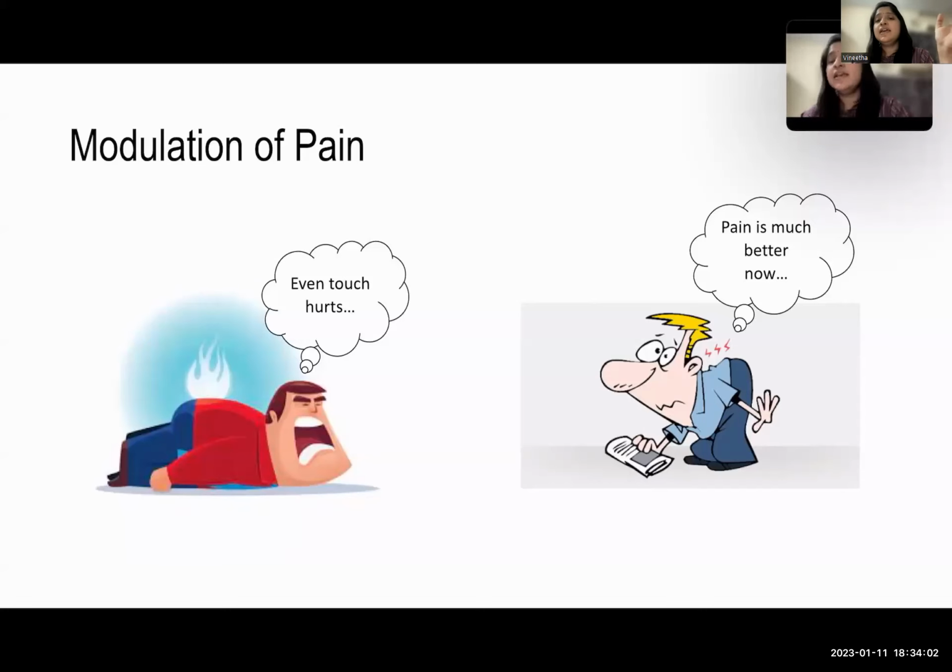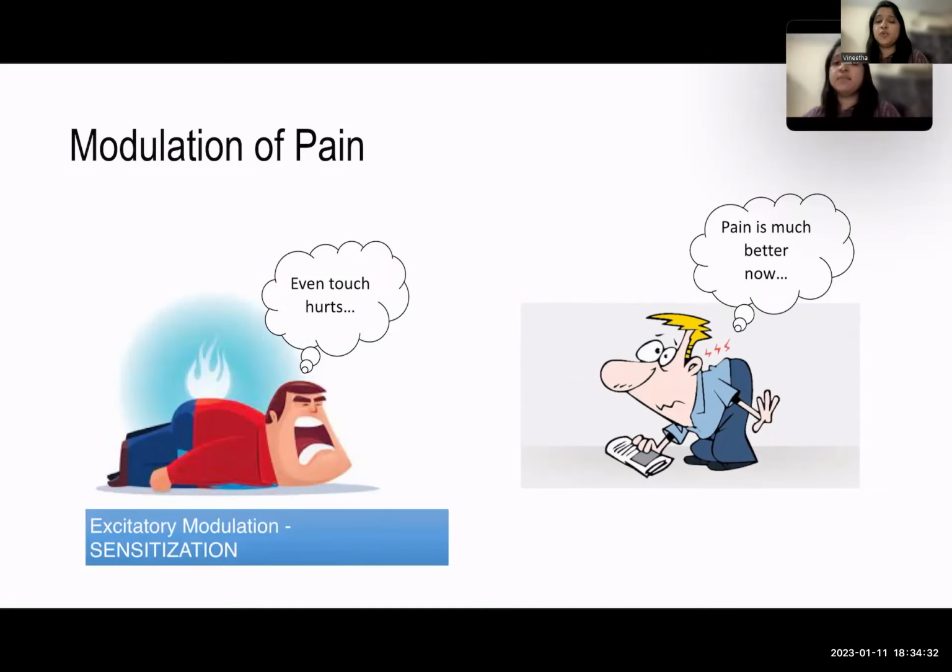One is where we are not managing our patient's pain properly, so much time has already passed, and we have been underestimating the severity. We have been labeling it as functional, or as mostly psychological pain. As time passes, the patient will come to you telling that even touch hurts, as happens in fibromyalgia. That is known as excitatory modulation or sensitization, the most important word in pain pathophysiology.